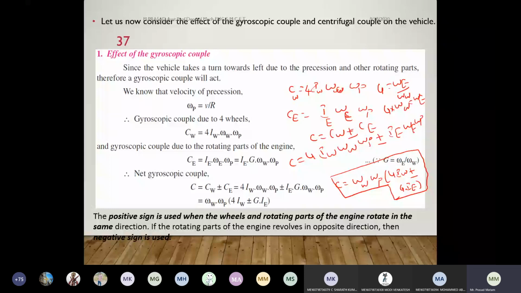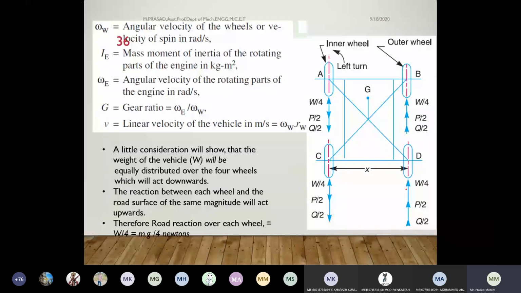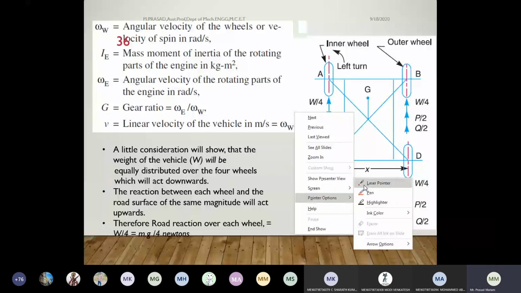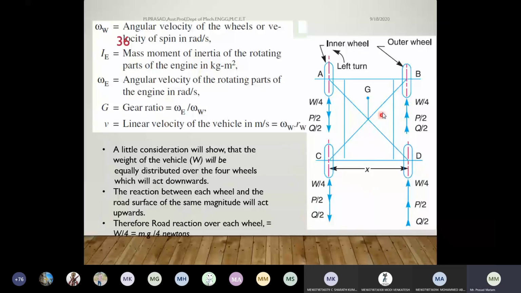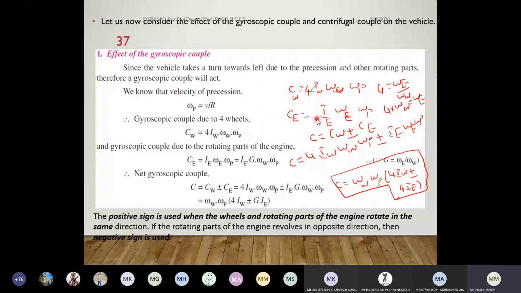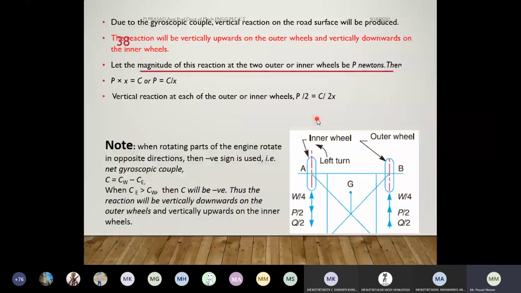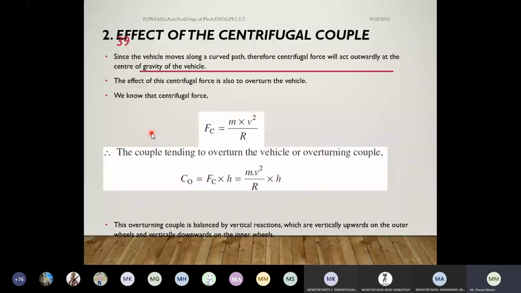After finding the couple, we are going to find out the reaction forces. That I will continue in the next class. You can see here P by 2 and Q by 2 are the reaction forces. Got it? In this, we have found only the gyroscopic couple due to wheel and engine, and we are going to find the reaction forces due to P by 2 and Q by 2. I will stop here and continue the reaction forces in the next class. Already I have the reaction force also here. You can see everything here.